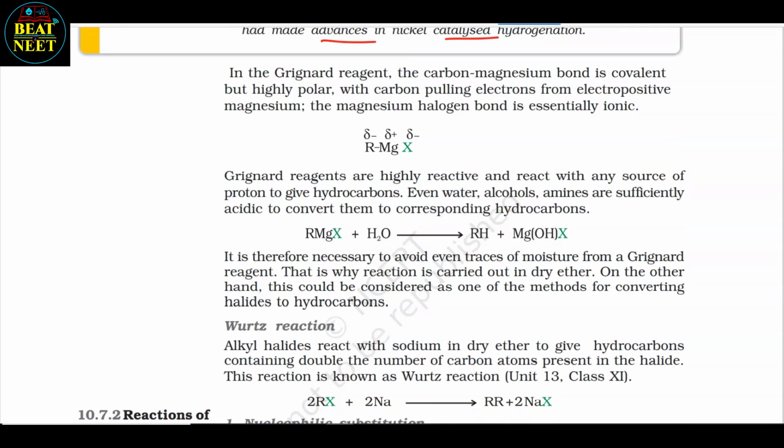In the Grignard reagent, the carbon-magnesium bond is covalent but highly polar. With carbon pulling electrons from electropositive magnesium, the magnesium-halogen bond is essentially ionic. Here you can see RMgX.